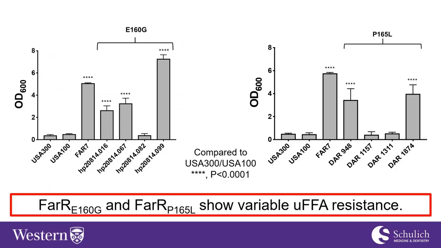An initial MIC of the FAR-R E160G and P165L isolates in the presence of linoleic acid demonstrated variable growth in UFFA resistance. Both USA 300 and USA 100 were used as negative controls. Only HP16, HP67, and HP99 from the E160G isolates, along with DAR 948 from the P165L isolates, showed increased growth in UFFA resistance compared to USA 300 and USA 100. Sequencing will be performed to confirm the presence of the desired mutations.